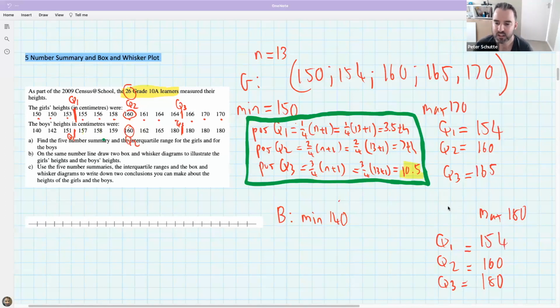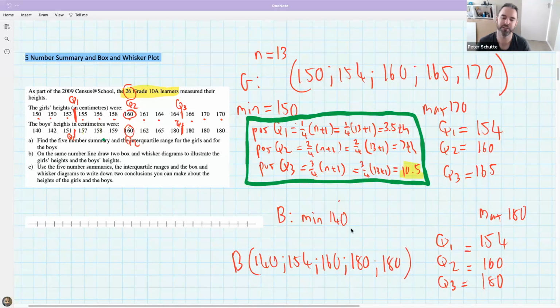Okay. So the 5-number summary for boys is just going to be 140, 154, 160, 180, and then the maximum value is also going to be 180. And that is a little bit confusing, I guess, but it is true. So in that way, it's got to do with there being so many values at the end there.